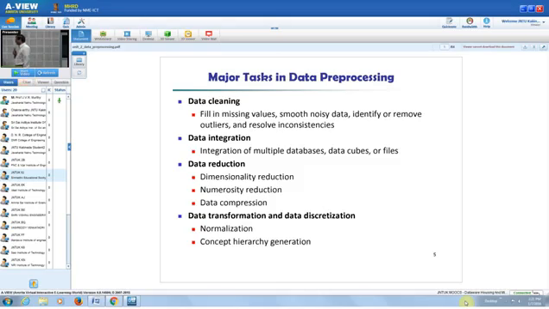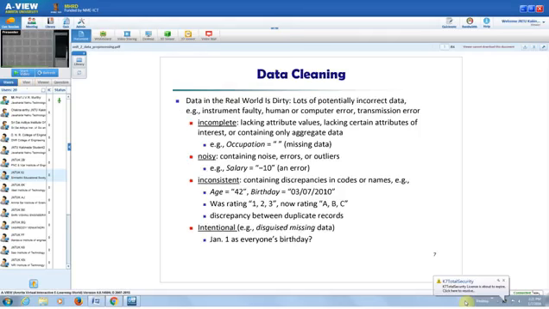What is the practical importance of it? Do you have any? Otherwise, I have an example. I will work out the causes: instrument fault, human error, computer error, or transmission error. One of these things is a cause for that, and incomplete.